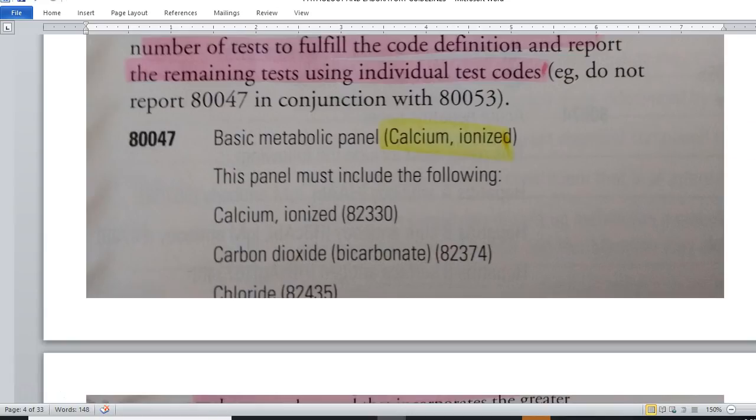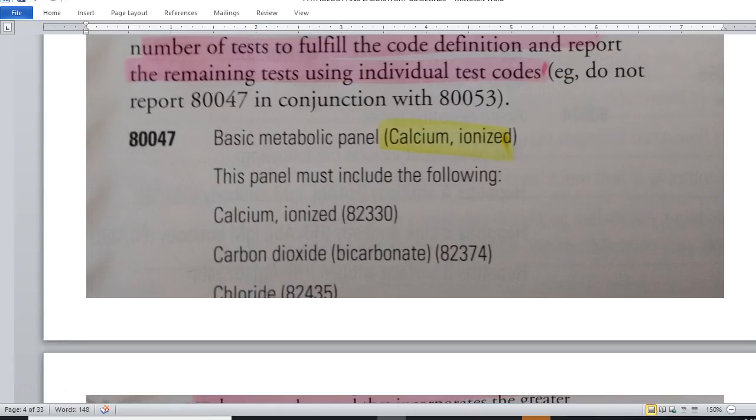80053 includes albumin, bilirubin, calcium total, carbon dioxide, chloride, creatinine, glucose, phosphatase, potassium, protein, sodium, transferase, which is ALT and AST, and then the blood urea nitrogen. Again, there's an overlap, okay? We can't code the two together.